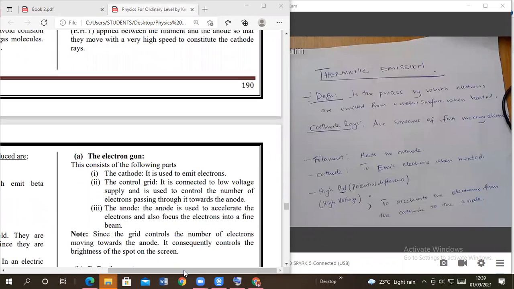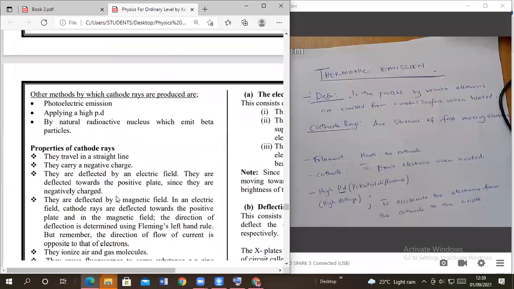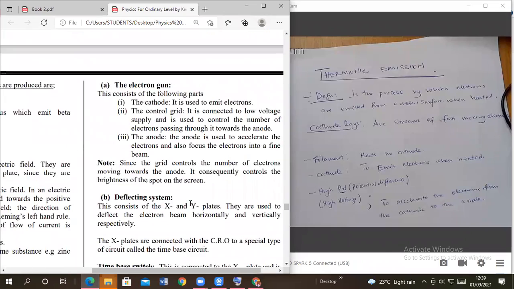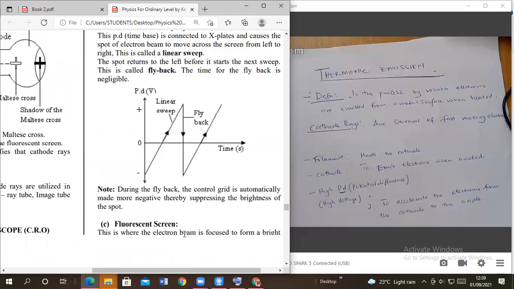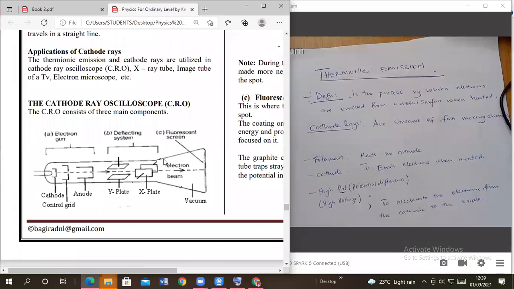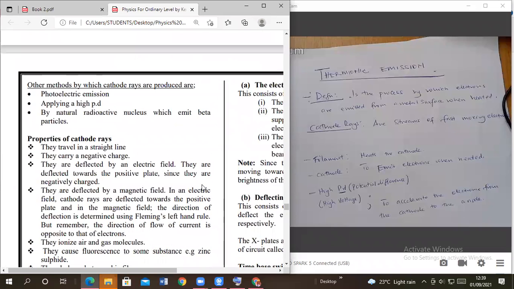Now, before we look at this cathode ray oscilloscope, are we together? Before we look at it, let us look at what the properties of cathode rays are.